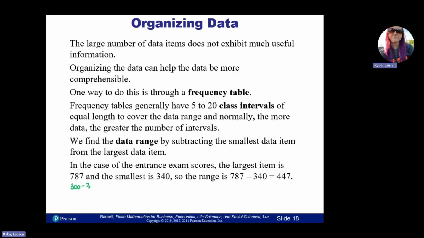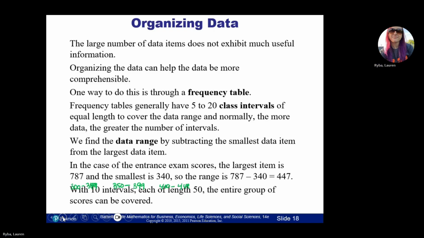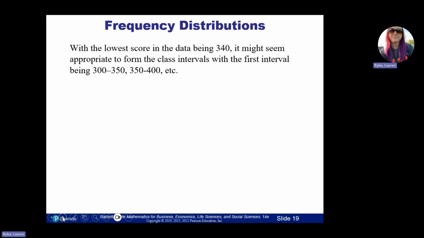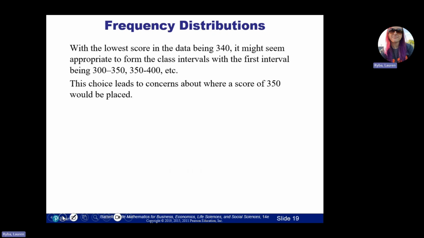So I could go like 300 to 350, or sorry, 300 to 349. And then it would be 350 to 399, 400 to 449, so on and so forth. Right? Exactly what they did there. 300 to 350, 350 to 400. Now, this is why I kind of wrote mine the way I did. What happens is this middle value here can only be counted in one of the two categories.